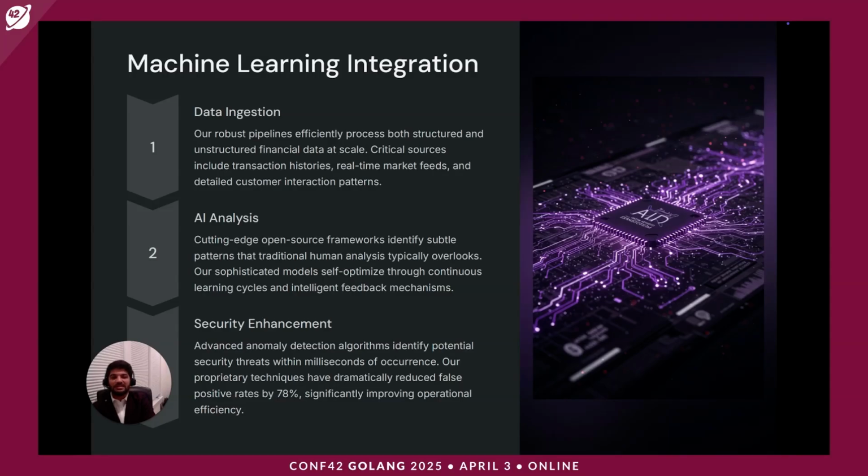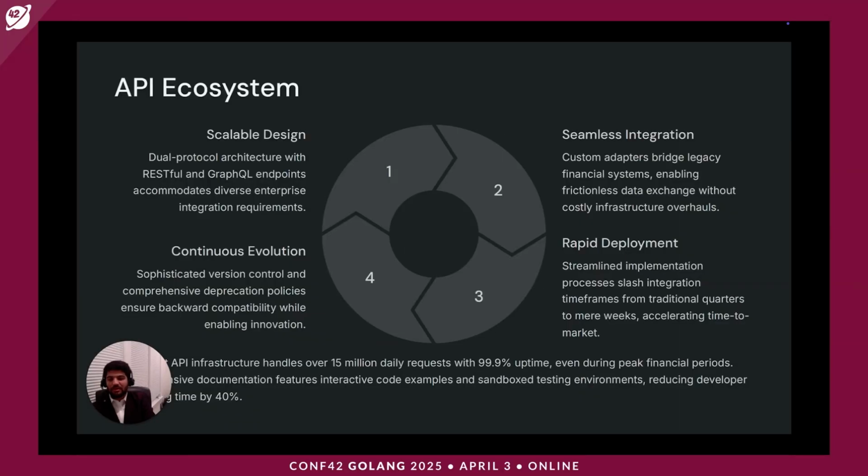But intelligence is only useful if it can be shared efficiently. That brings us to APIs, the backbone of modern financial systems. Coming to the API ecosystem, APIs are the glue that connects modern financial systems. Without them, banks and fintech platforms would be isolated islands, struggling to communicate with each other.